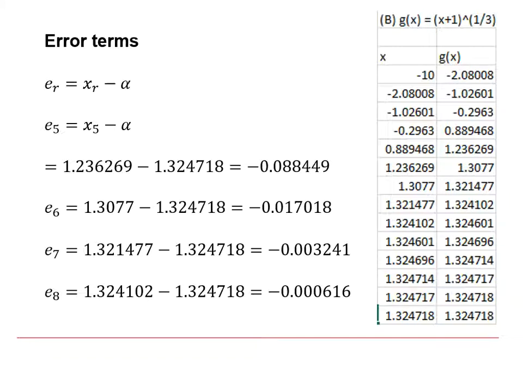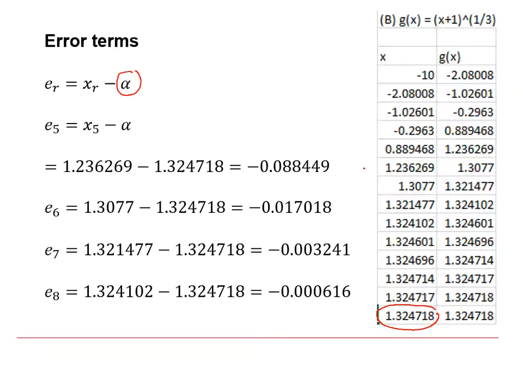If we have a sequence of x_r which are converging on a root of an equation, for example, so that alpha is what we're heading for, and we'll assume that's alpha to 6 decimal places, then we define the rth error as being x_r minus alpha. Now we've seen this idea before in an earlier video. It's what was referred to as the absolute error as opposed to relative error.